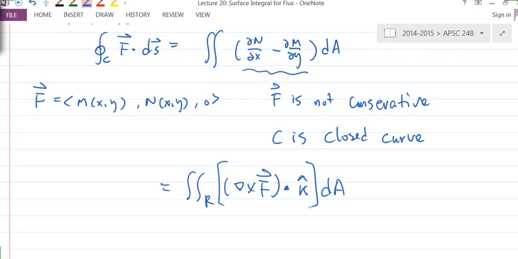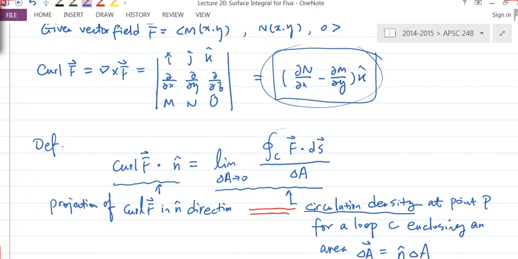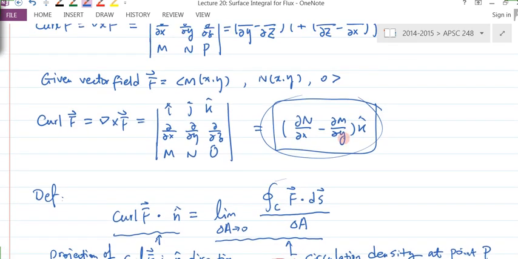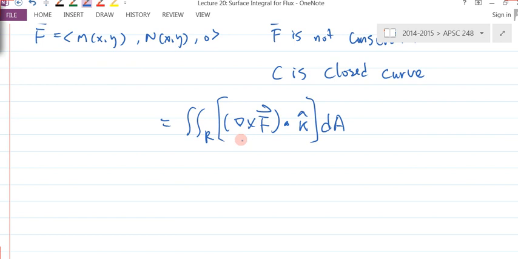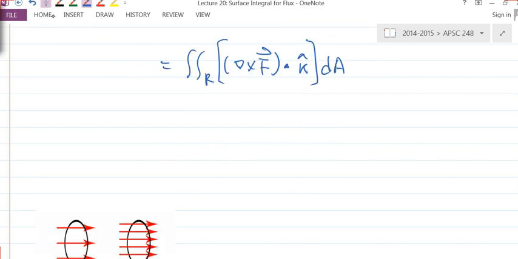Does that make sense? If you look at this del cross F and use this dot k hat, what do you get? You get its magnitude. Now, if you look at this big bracket here, this is what you are integrating. You're integrating this quantity over where? Over this region R.